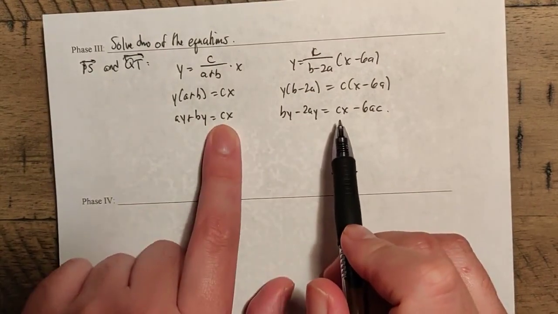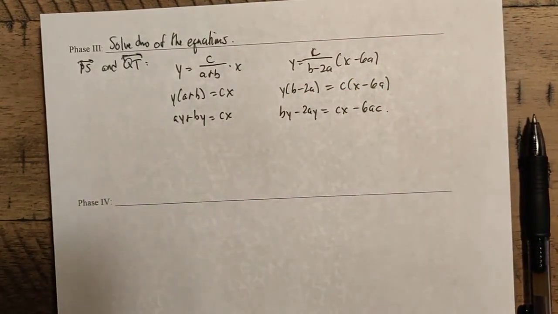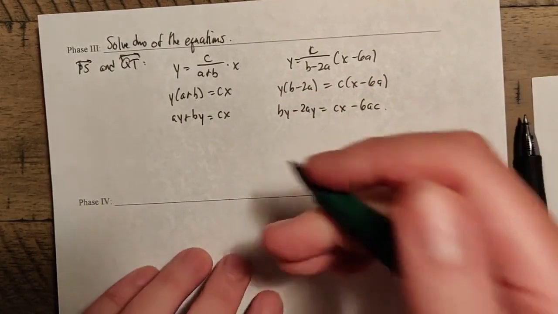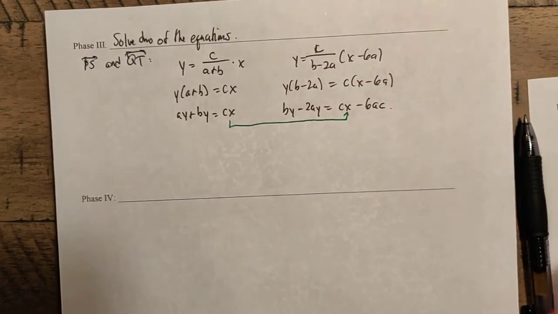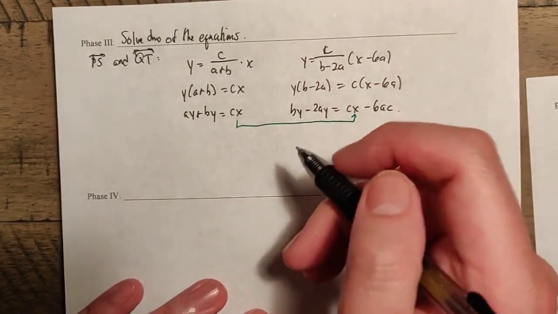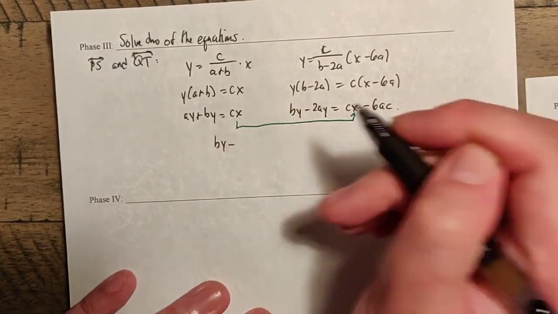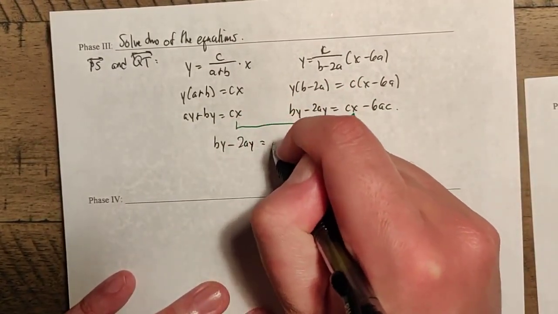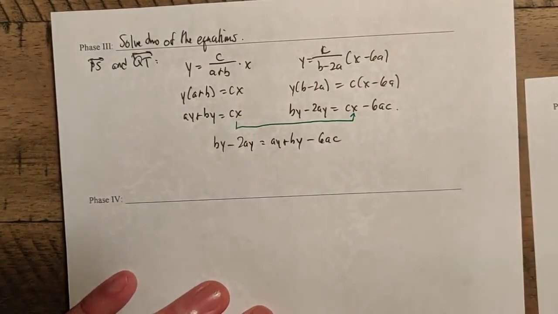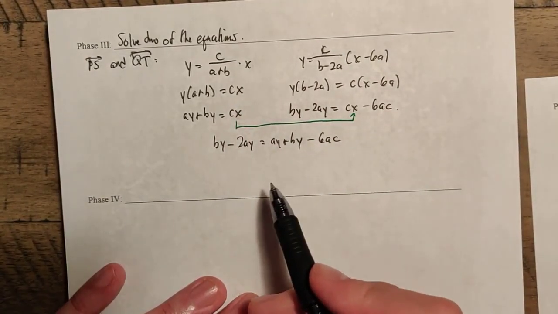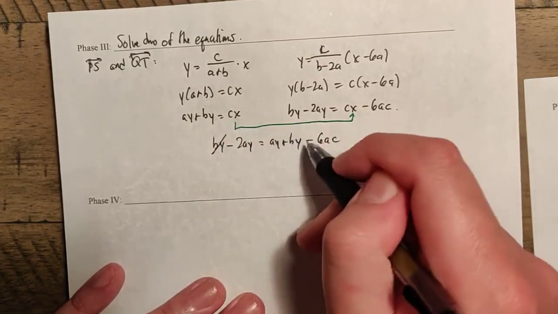Now this is quite nice, because notice we have a cx here and a cx here. So the next thing we're going to do is substitute. This can now go in here. So now let's solve this. Therefore, we can substitute this into that. So we get by minus 2ay equals ay plus by minus 6ac. And we're encouraged by this, because now we see there's a by on both sides. They're going to cancel out.